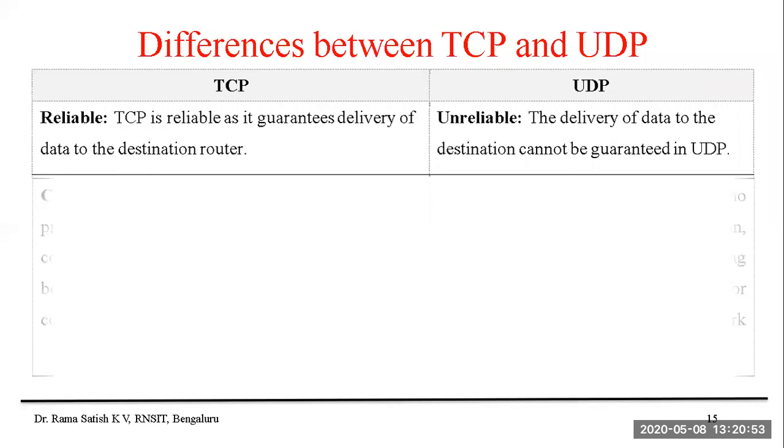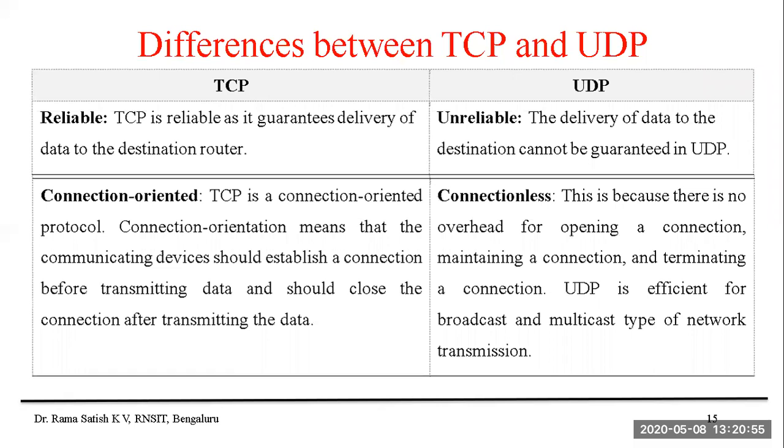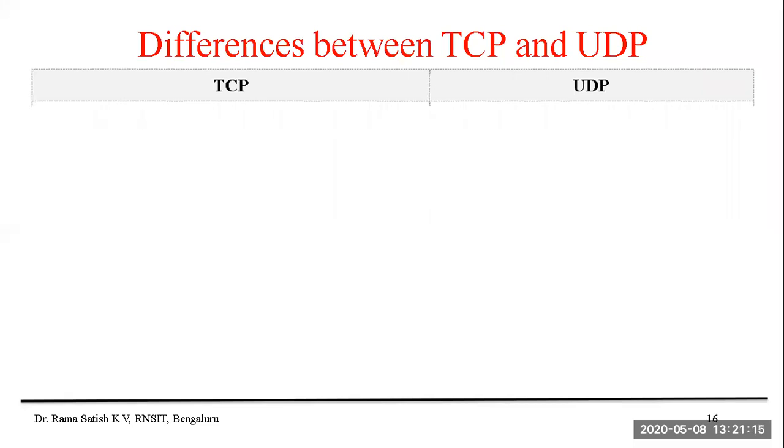So in TCP, you have an acknowledgement procedure. Second one is connection oriented. It establishes a connection before it transmits. Whereas UDP is connectionless, it will never establish a connection. It will just send the packets without anything. It will broadcast, it will multicast. There are so many types.